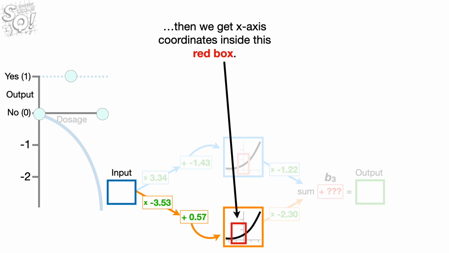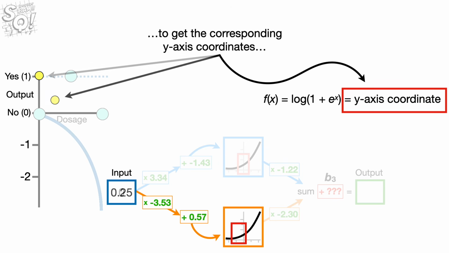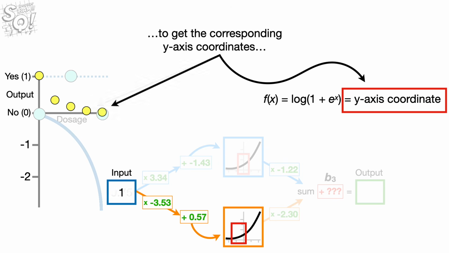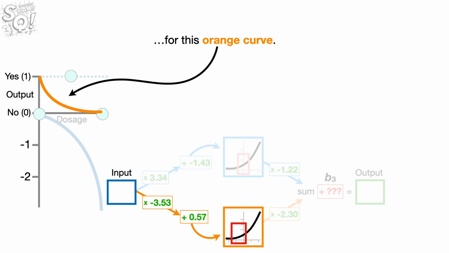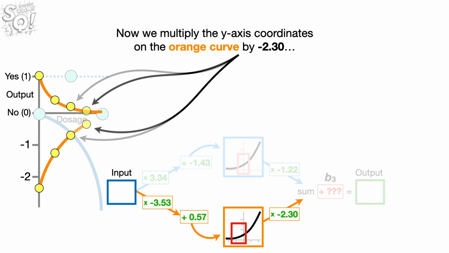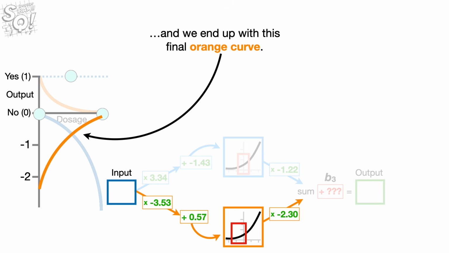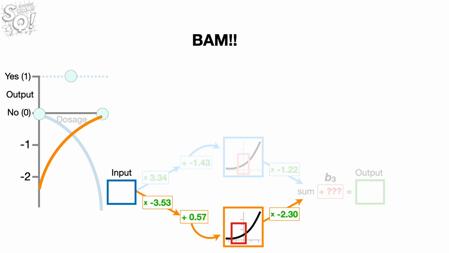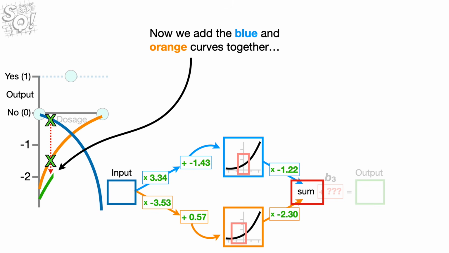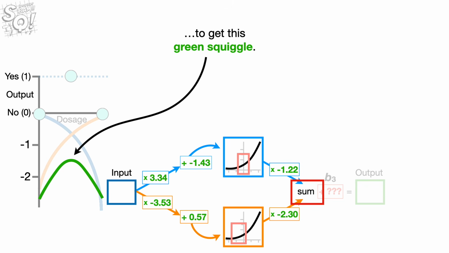Now, if we run dosages from 0 to 1 through the connection to the bottom node in the hidden layer, then we get x-axis coordinates inside this red box. Now we plug those x-axis coordinates into the activation function, to get the corresponding y-axis coordinates for this orange curve. Now we multiply the y-axis coordinates on the orange curve by -2.3. And we end up with this final orange curve. Bam! Now we add the blue and orange curves together to get this green squiggle.